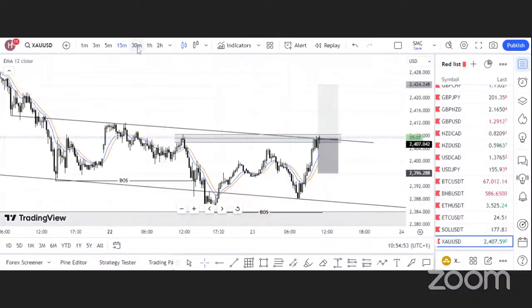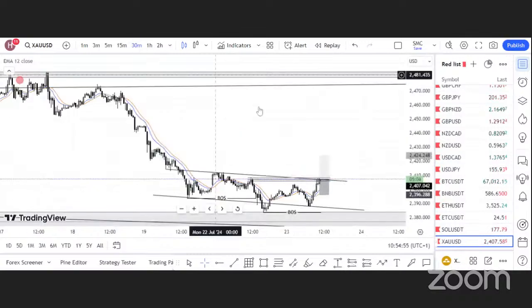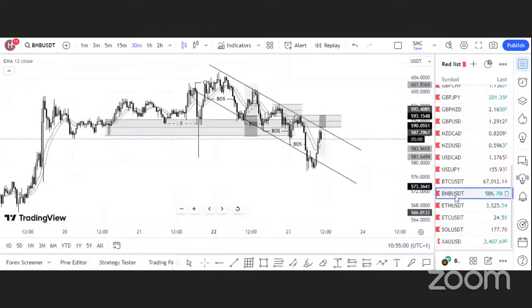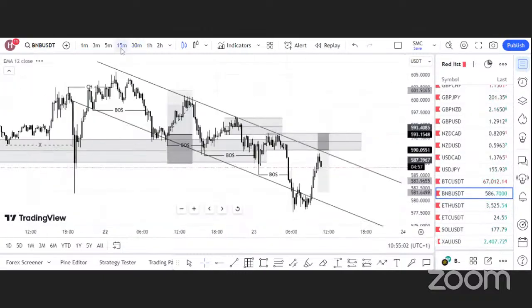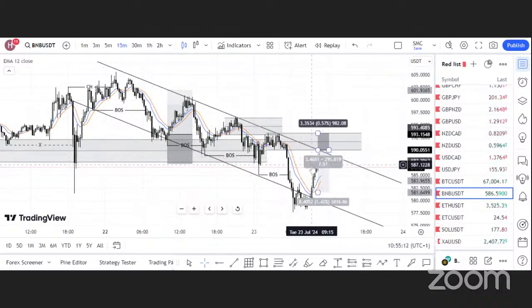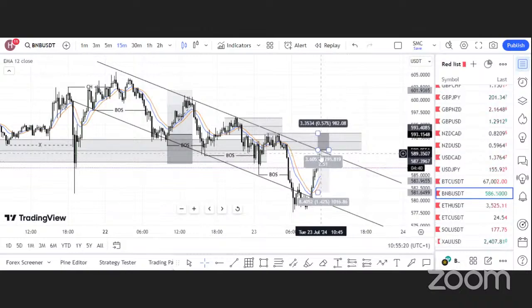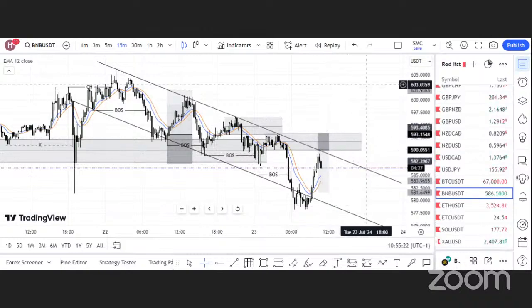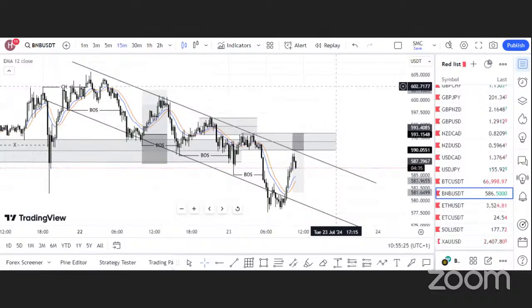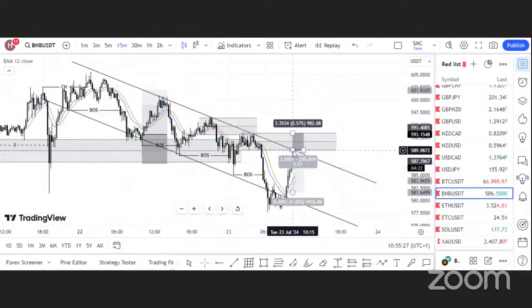So you see what's happening on BNB USDT, right? Even though we missed the entry here, even though the market didn't get to our entry point, you see how the market is reversing when it got close to this level. So you see how the market started reversing when it got close to this level.